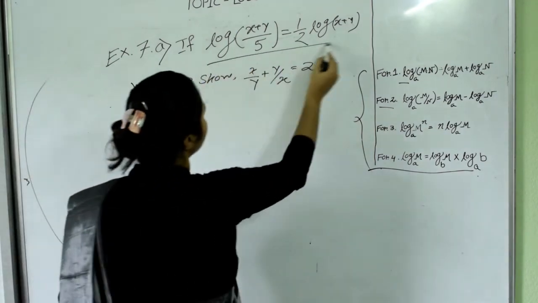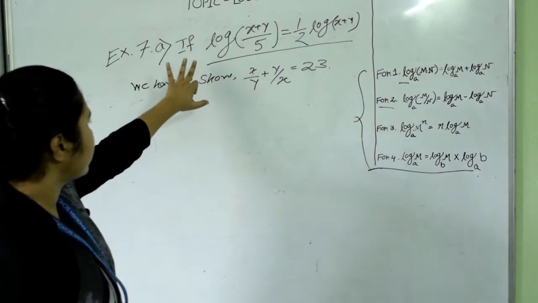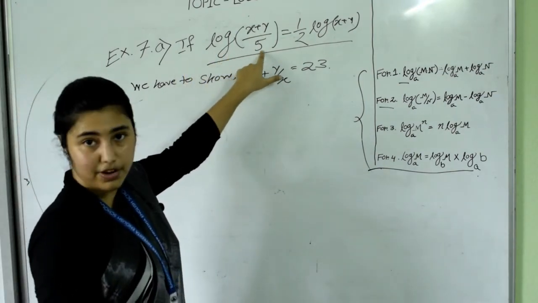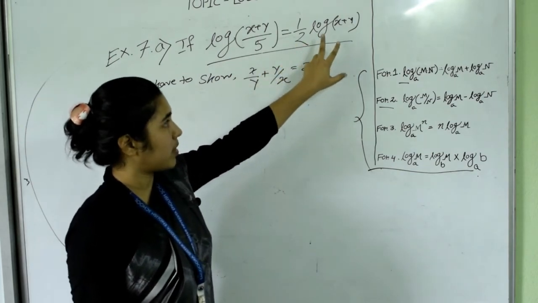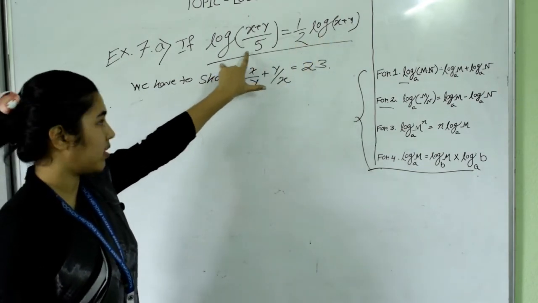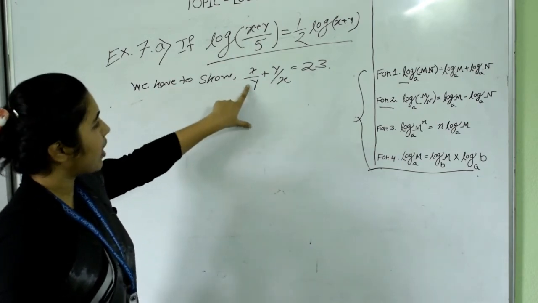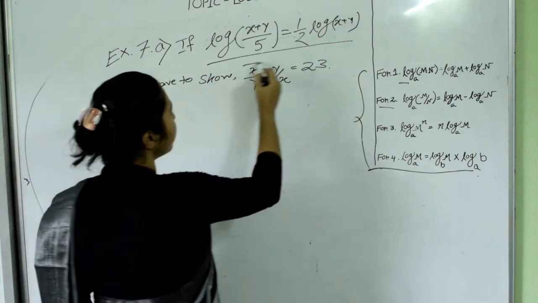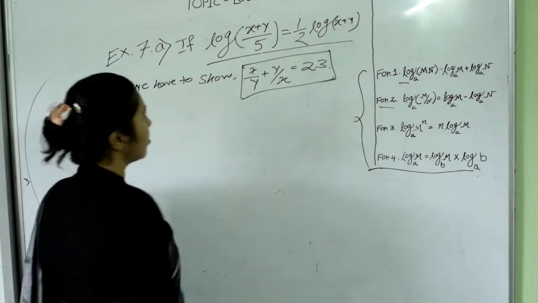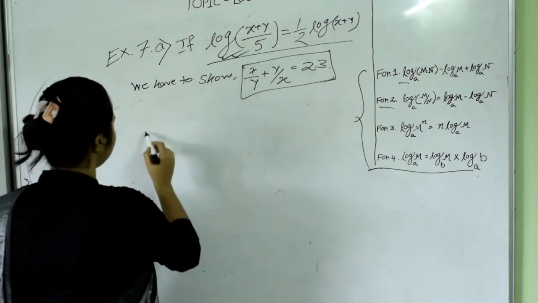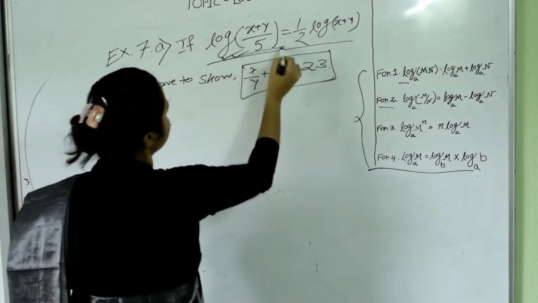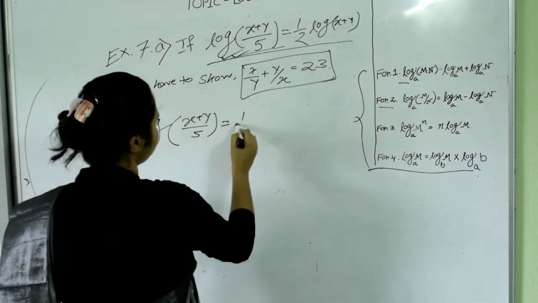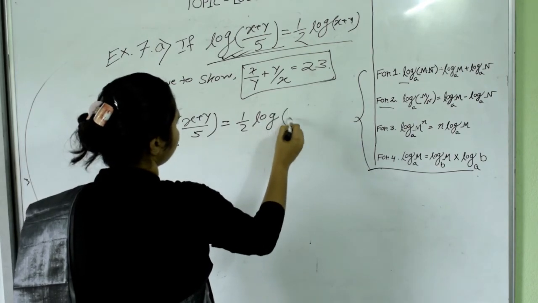This is our given part. We have to deduce from this expression, log of (x plus y) divided by 5 is equal to half log x plus log y. This is our given part. We have to show that x by y plus y by x is equal to 23. We have to prove this equation from this expression. So take this expression, which is log of (x plus y) divided by 5 is equal to half log x plus log y.